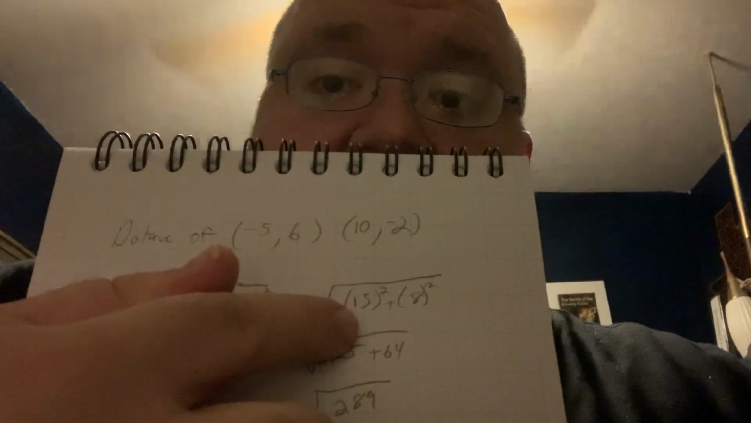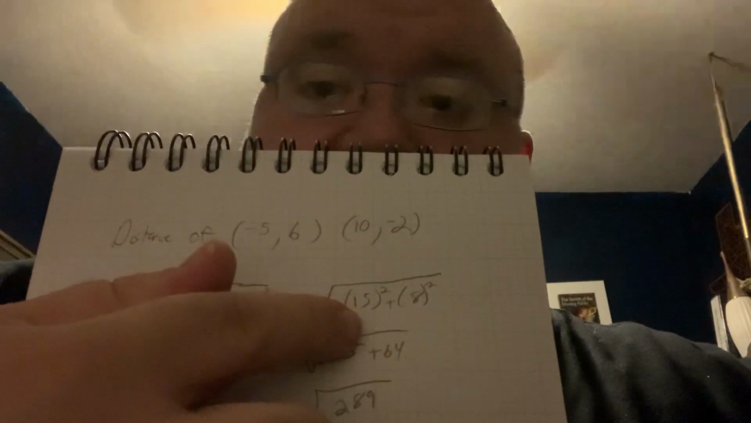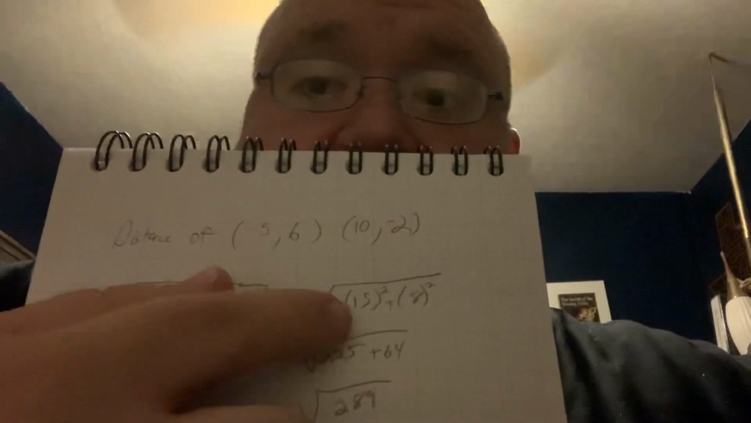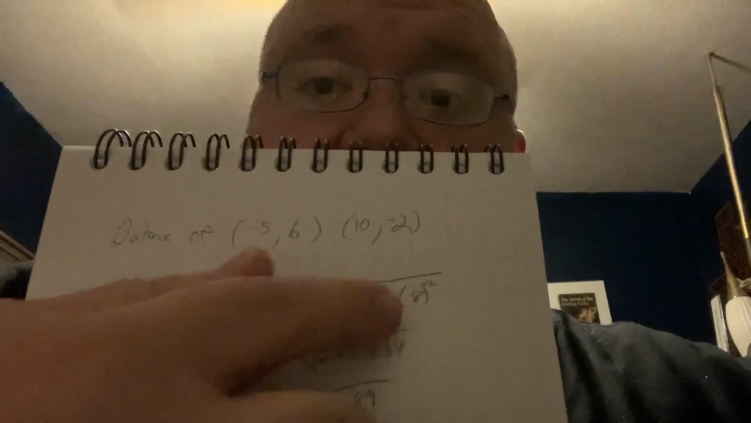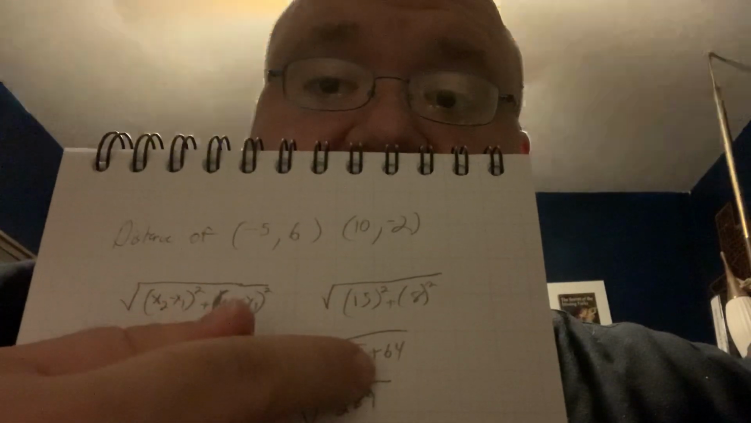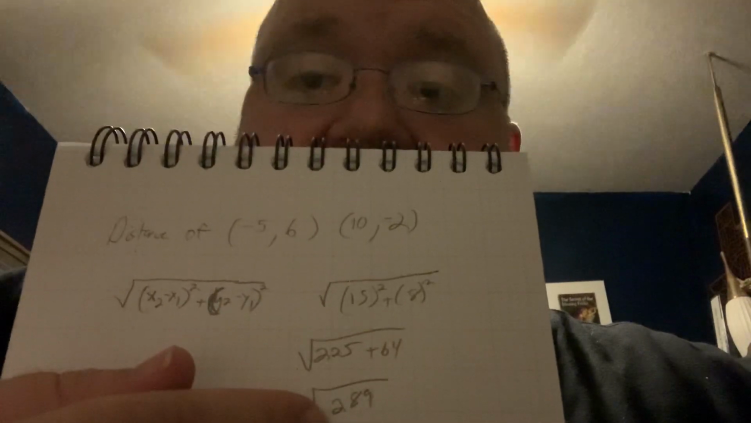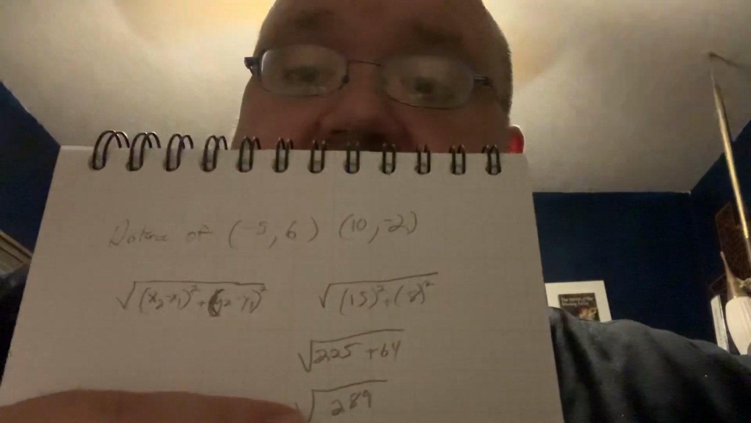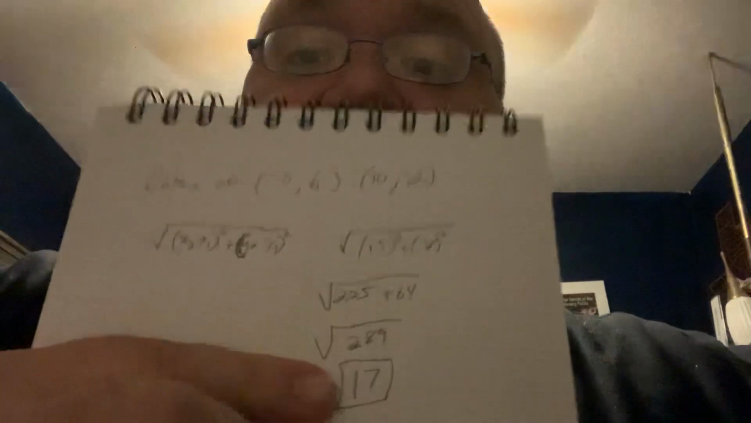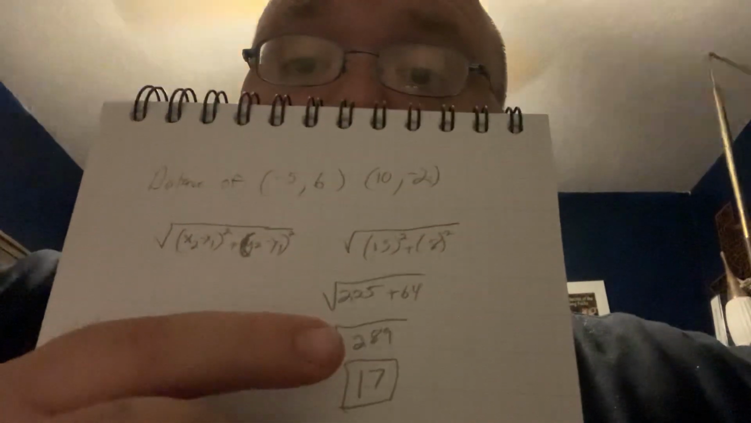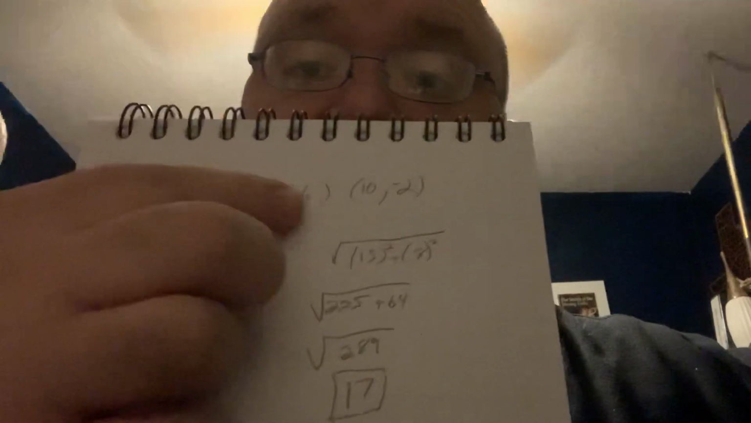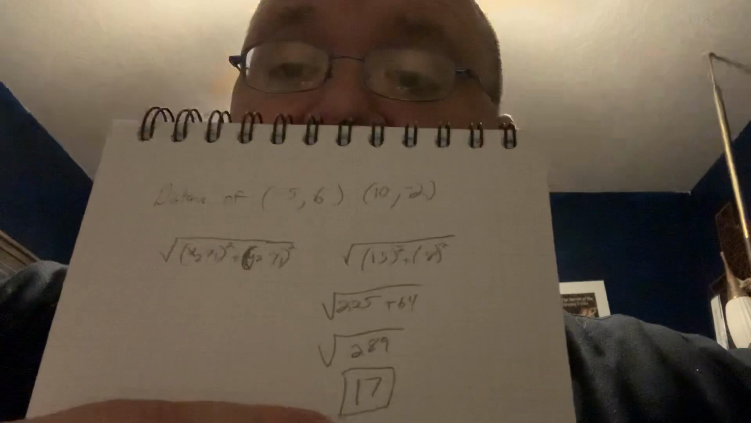So we have 15 squared and 8 squared. 15 squared is 225, 8 squared is 64. 225 plus 64 is 289. And if you type the square root of 289 in a calculator, you find it is an exact answer of 17. So the distance between these two points is exactly 17.